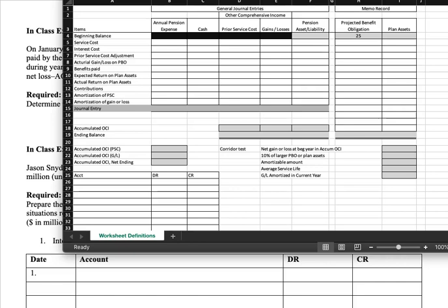Interest cost. Well, a PBO is a liability, therefore liabilities accrue interest. So that's pretty self-explanatory. We just take our PBO balance at the beginning times our interest rate, and that's going to tell us what our current interest would be on that debt. The prior service cost adjustments.